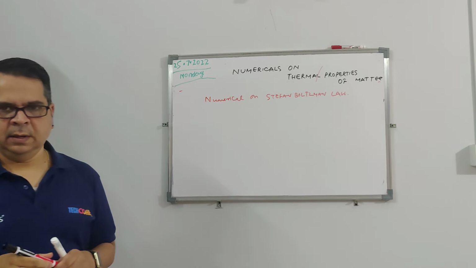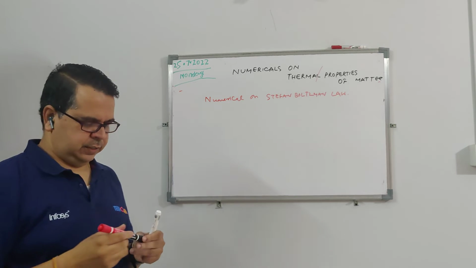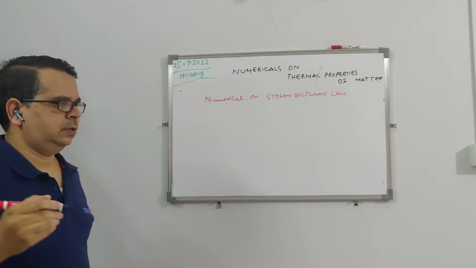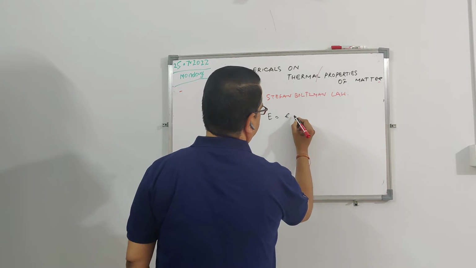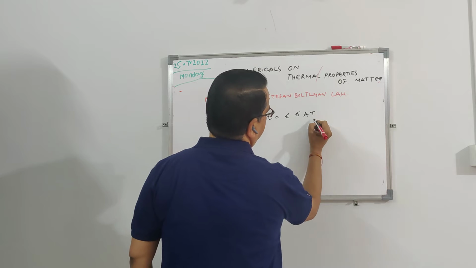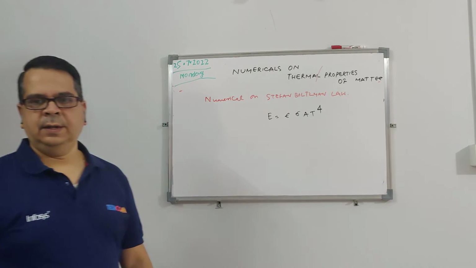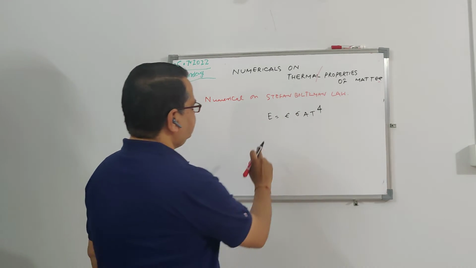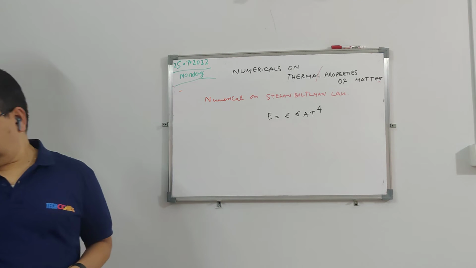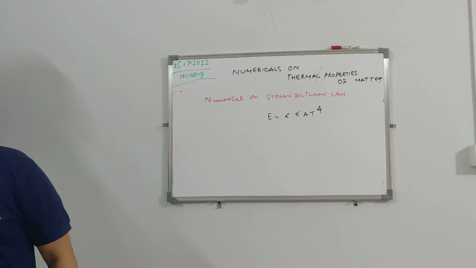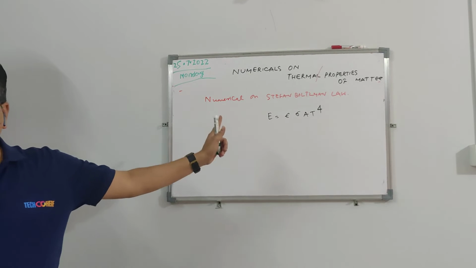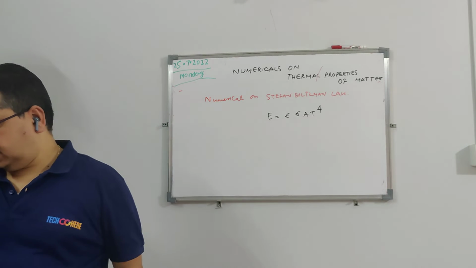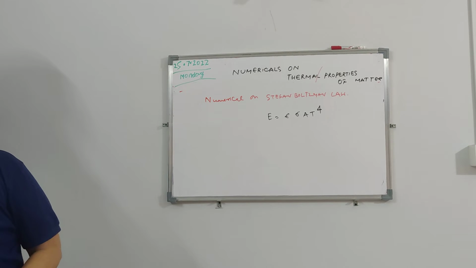So what does Stefan Boltzman law tell? E is equal to e sigma A T to the power 4. So this is the energy emitted, and this energy is a rate only, in watt or whatever. So the question is like this.